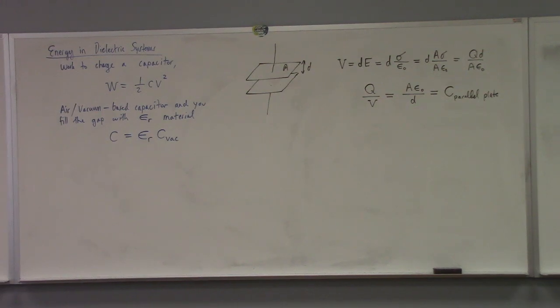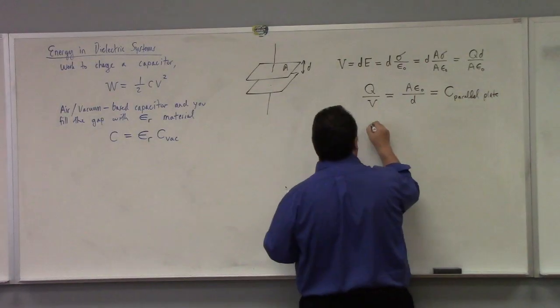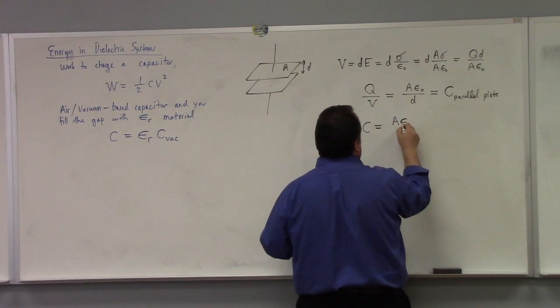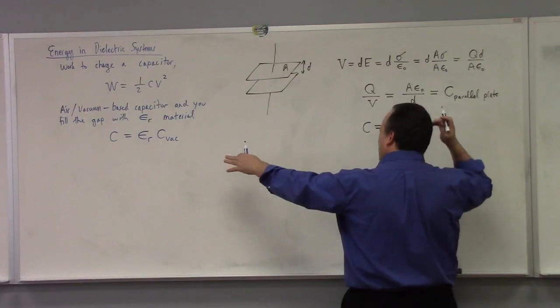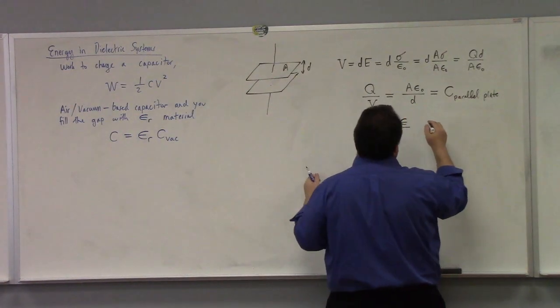And so it's fairly evident that if you swapped out the material in between the plates for an epsilon sub r material instead of epsilon sub naught, you just multiply the C. So like C is A epsilon... Oh, I'm an idiot. I forgot. That epsilon sub r, I forget all this stuff, guys. What's epsilon sub r?